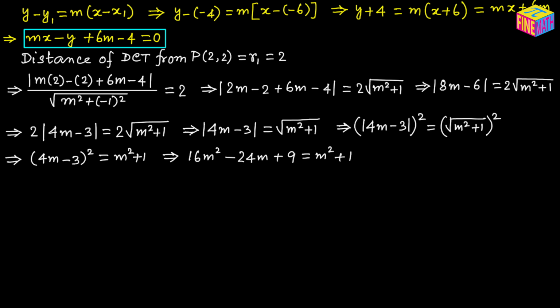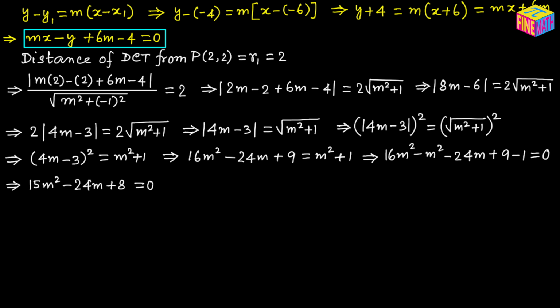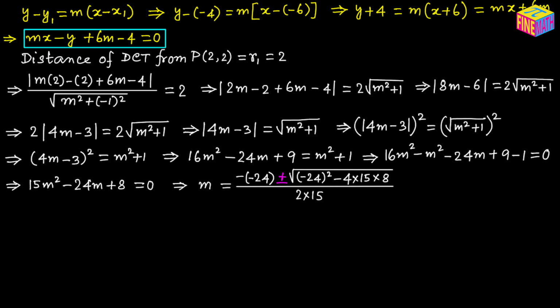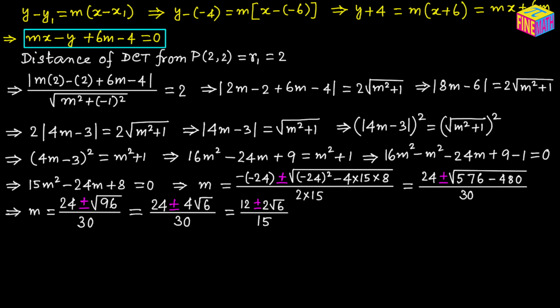And expanding the left hand side, our equation would look like this. And if we bring everything to the left hand side, our equation looks like this. And finally, the equation looks like this. And here the only unknown is m, and it's a quadratic in m. So the value of m appears to be something like this using the quadratic formula. And if we simplify that, it's going to look like this. And finally, we have the values of m.